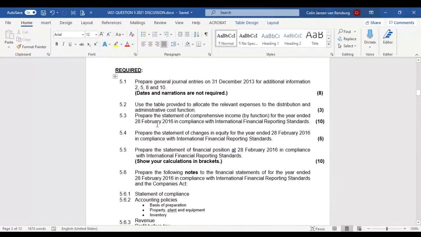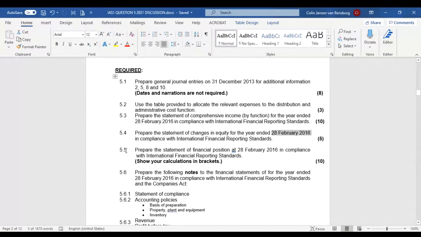Then 5.3, prepare the statement of comprehensive income by function. We'll talk about that soon. For the year ended 28th of February 2016 in compliance with International Financial Reporting Standards. Then 5.4, complete the statement of changes in equity for the year ended 28th of February 2016. Already we know now when the year end is, right? That is important for us. So the year ends on the 28th of February 2016, although I suspect that might have been a leap year.